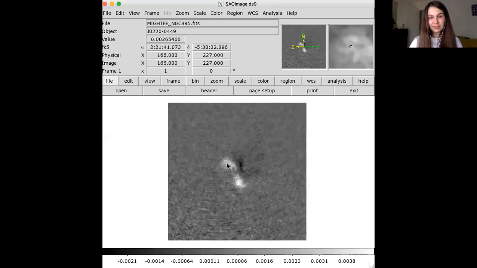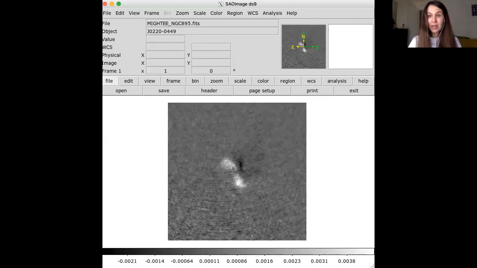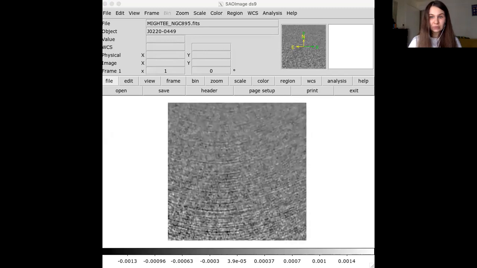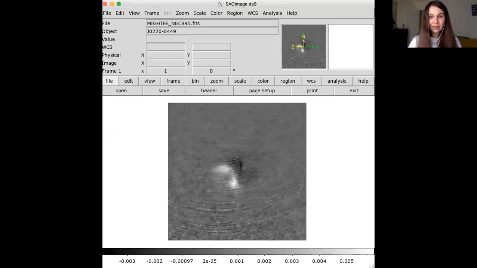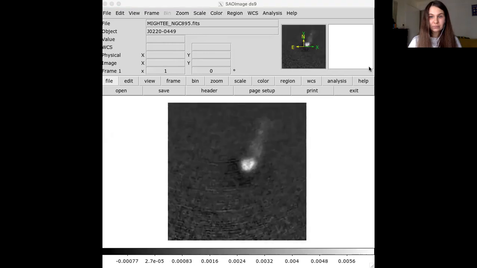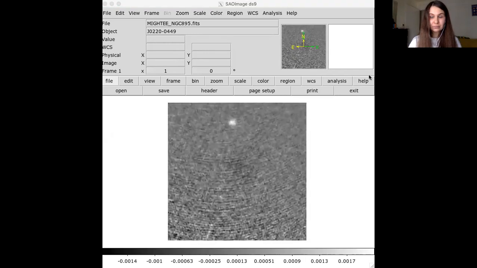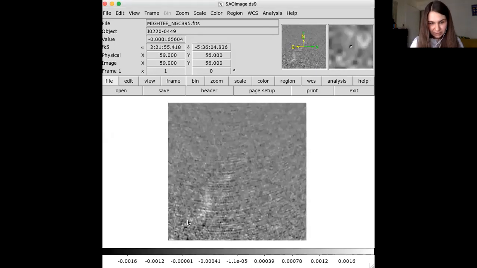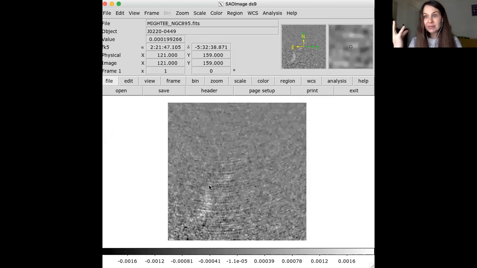Additionally, you see that in this channel emission is pretty bright. But for example, when you go here, you see that there is a little tail of emission, which we can see by eye because human eyes are extremely trained to recognize patterns.